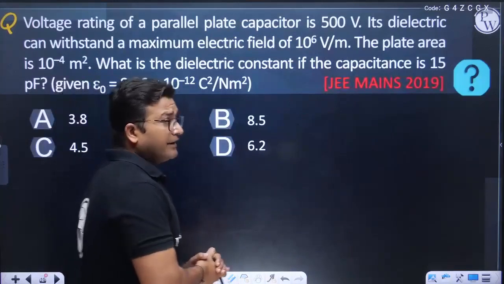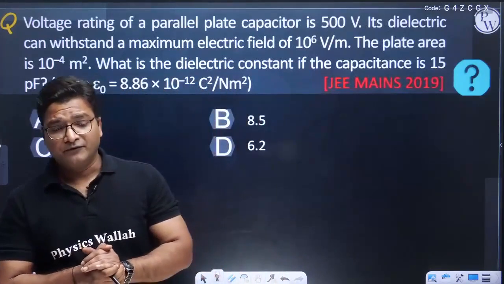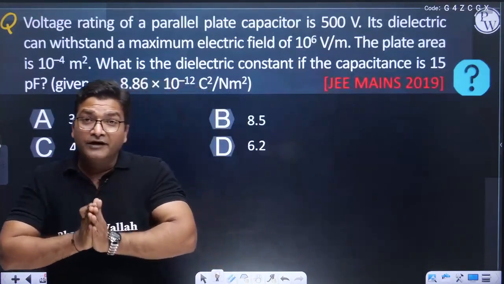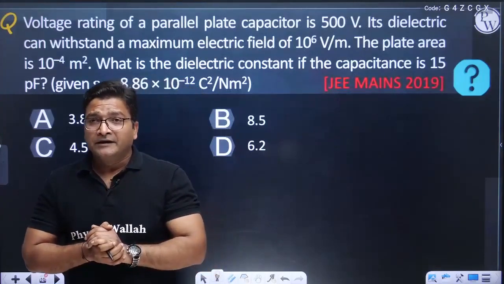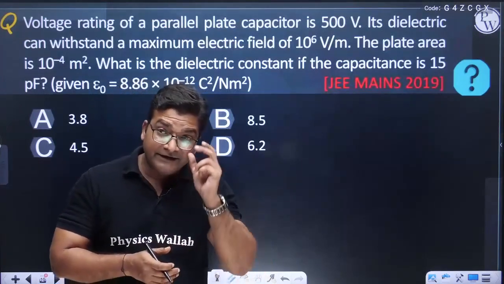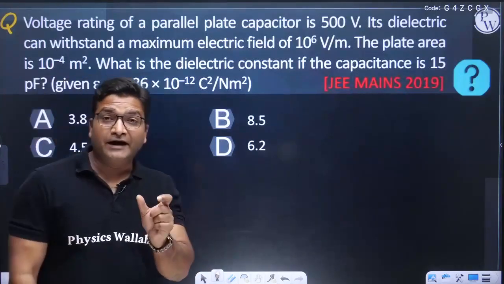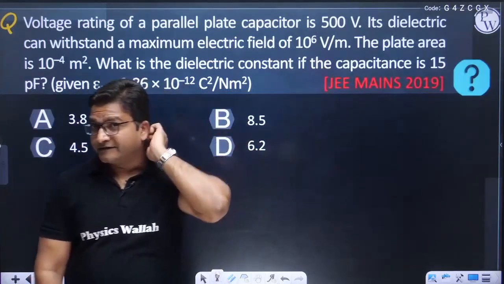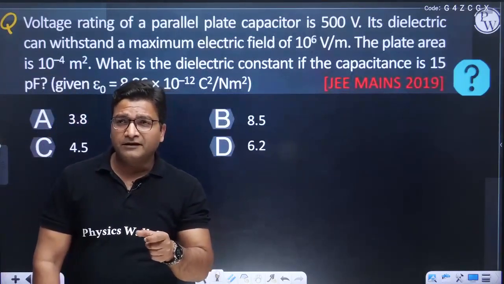Now this time we again have the voltage rating of a parallel plate capacitor as 500 volt. Voltage rating means we cannot place a voltage of more than 500 volt across it. This is the meaning of voltage rating. The dielectric can withstand a maximum electric field of 10 to the power 6 volt per meter. So you can say that the dielectric strength of the dielectric medium is 10 to the power 6 volt per meter.